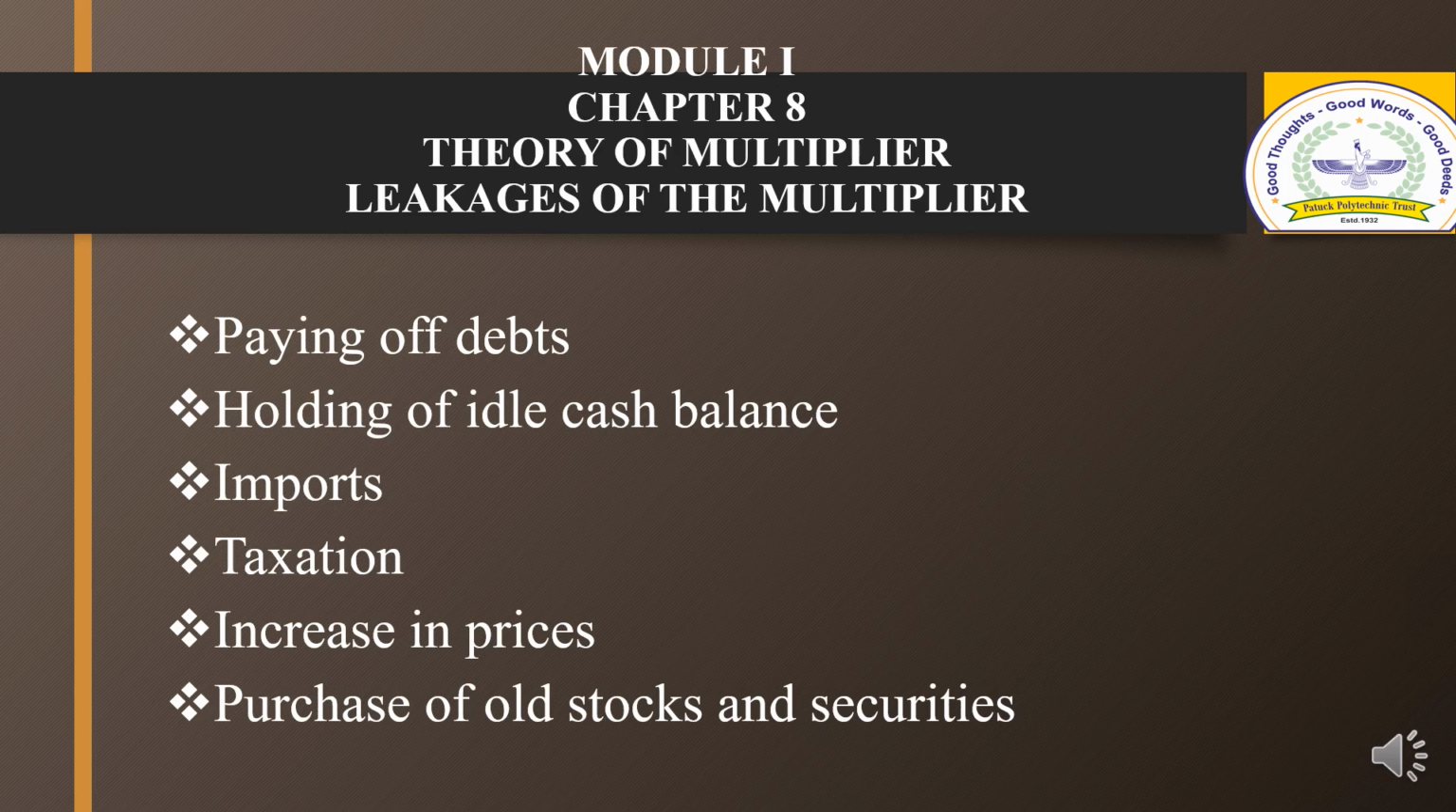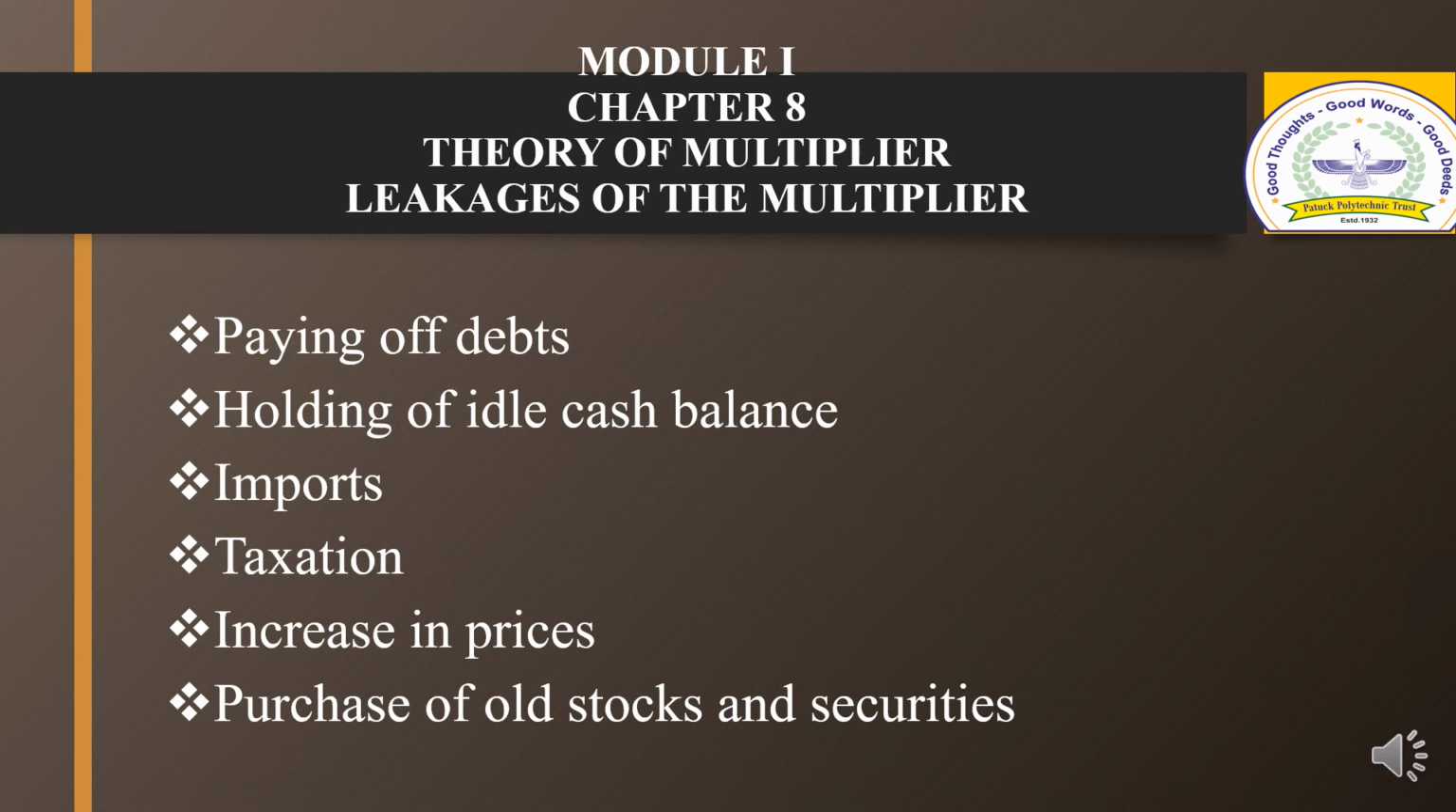Secondly, the holding of idle cash balances. If people hold a part of their increase in income as idle cash balance and do not use it for consumption, it constitutes a leakage in the multiplier process. Hence, it restricts the value of the multiplier. Next, imports. If a part of an increase in income is spent on imports, the value of the multiplier will be low because income spent on imports will not generate income and output in the domestic country, but will generate income in other countries from where goods are imported.